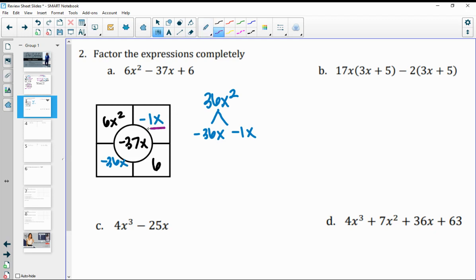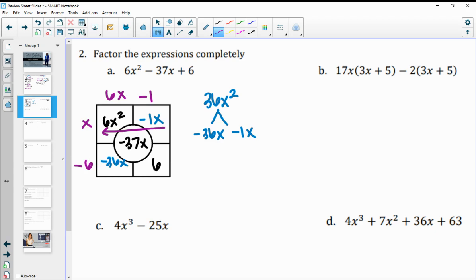Then you take out a common factor. So what's in common between these top two terms? So 6 and negative 1 have nothing in common, but they do both have an x. And then you just fill it up. So what times x will give us 6x squared? So that's 6x. x times negative 1 will give us this negative 1x. And then 6x times negative 6 will give us negative 36. And then I always just check this last box here too. So negative 6 times negative 1 is positive 6.